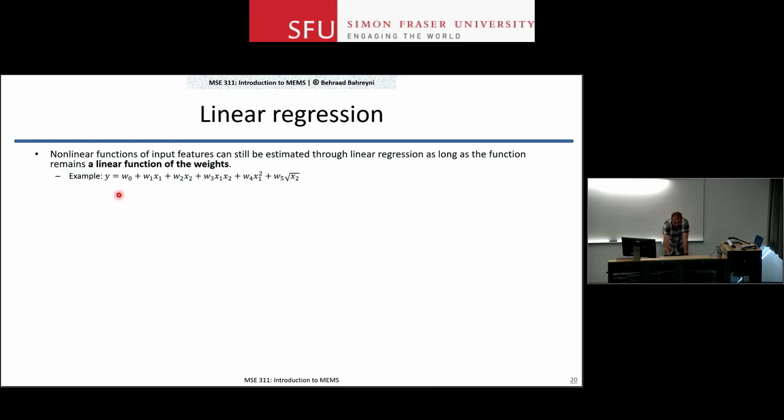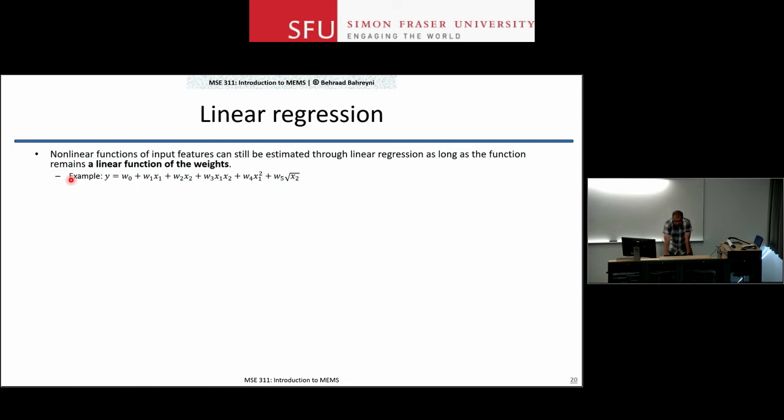So for example, you can have a function as shown here, where you have 2 features that you measure, but you also calculate a third feature that is the product of those 2. And you have a fourth feature that is the first one squared, and you have a fifth feature that is the square root of the second one. And that is still a linear regression problem, right? Because when you look at this whole function, you have 6 independent weights, and all the weights are basically of order 1.